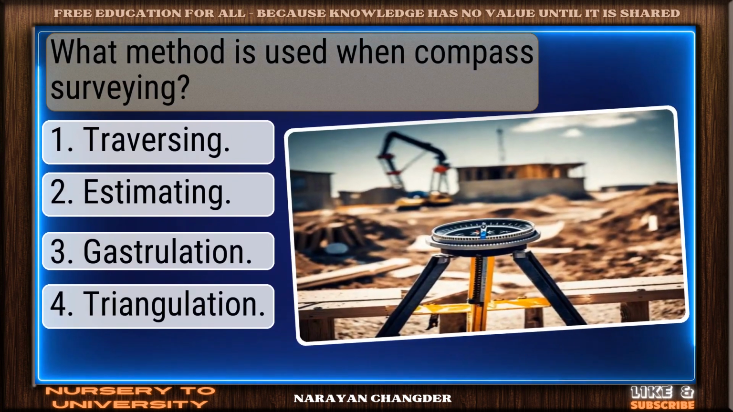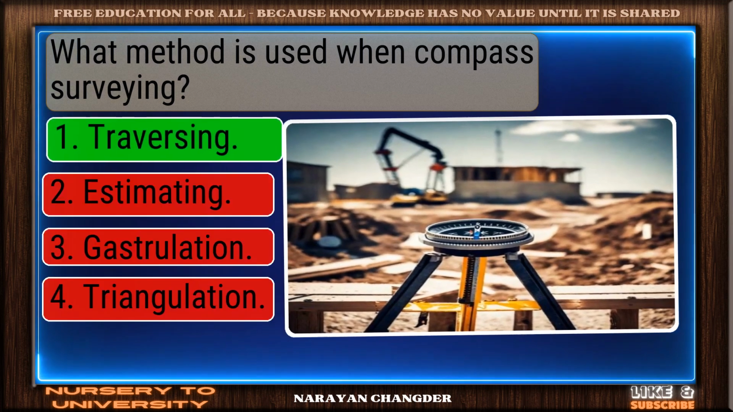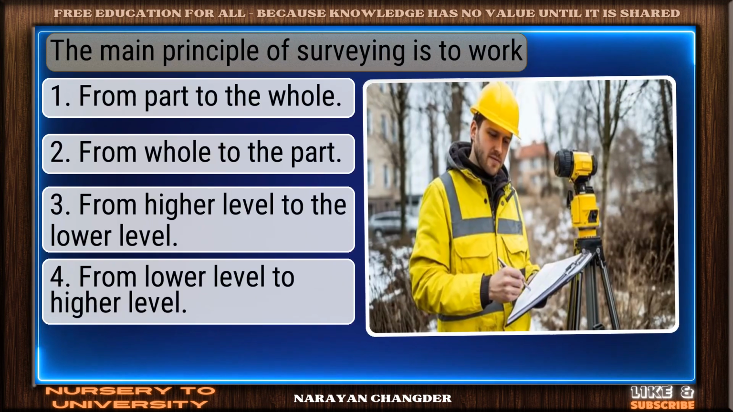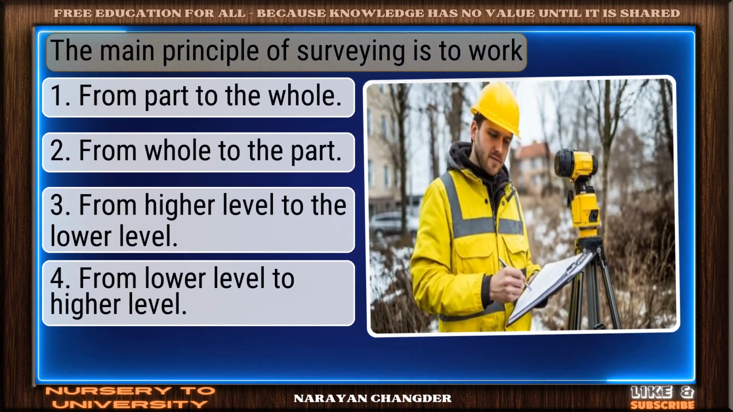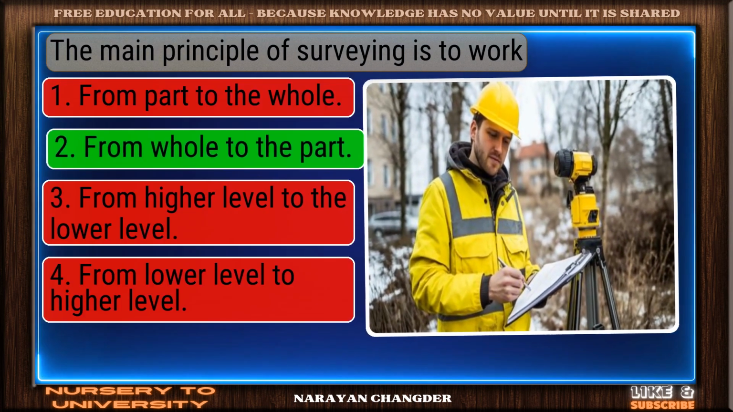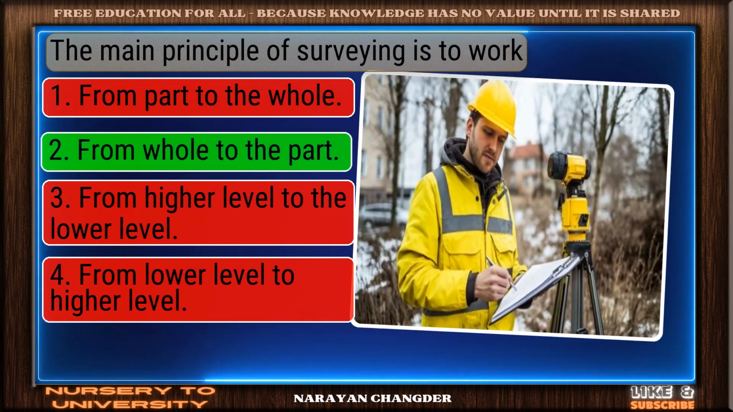What method is used in compass surveying? Nicely done. Traversing is a solid answer. The main principle of surveying is to work. Perfect. From whole to the part is the correct choice.